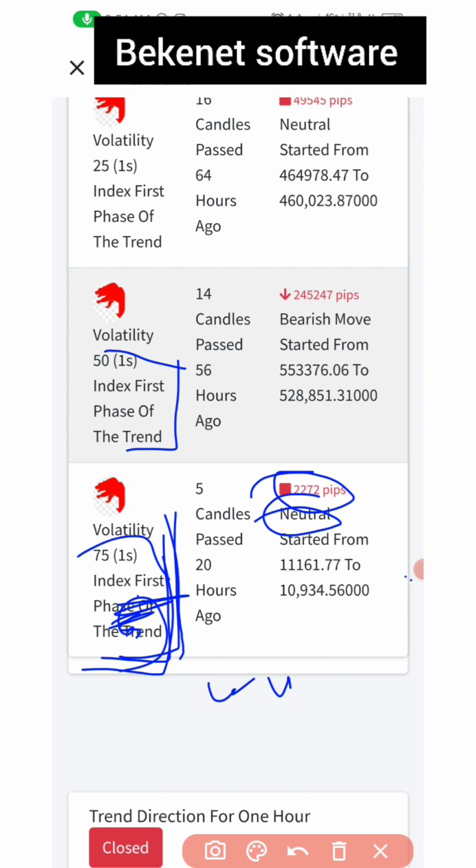Once it's on first phase, no shaking. You enter, put your stop loss at the lowest low or the highest high. If price gets to that place, that means that trade is not for you, but definitely it must drop and you make something out of it.